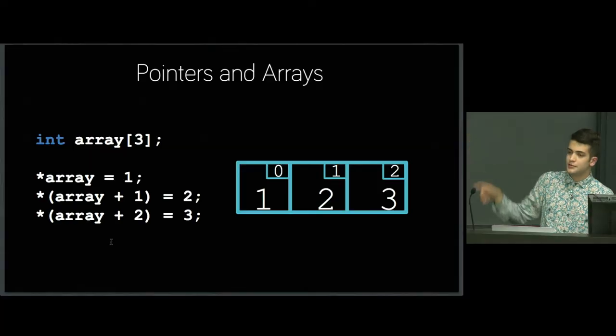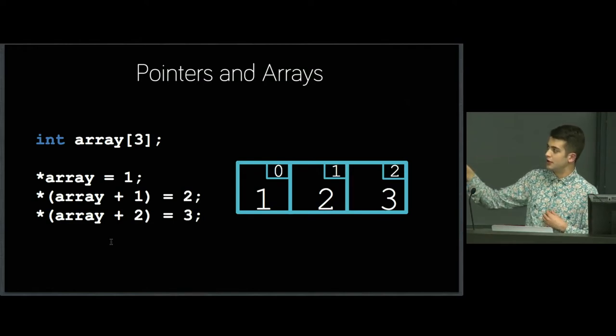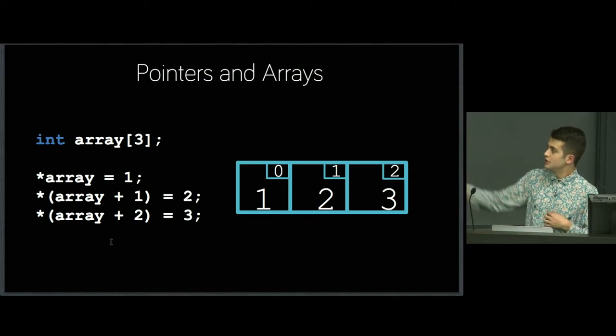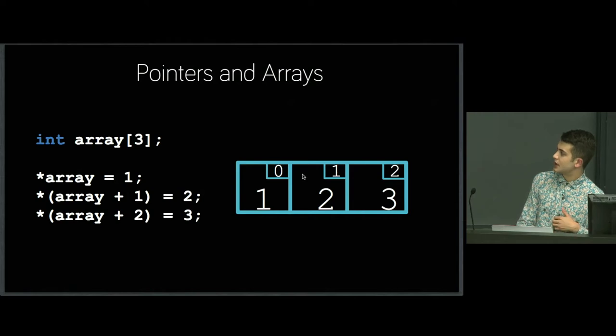Okay, so pointers and arrays. Remember that when I do int array[3], basically what I'm doing is declaring a pointer. Array is kind of like a pointer to a specific place in memory in which I allocated 3 slots for integers. Does that make sense? So when I do int array[3], I'm creating 3 slots in memory.